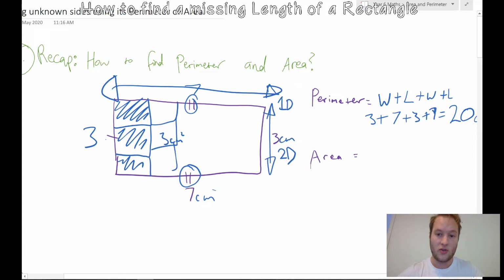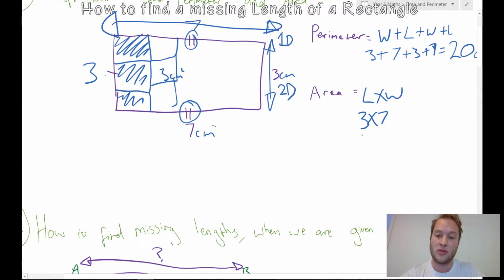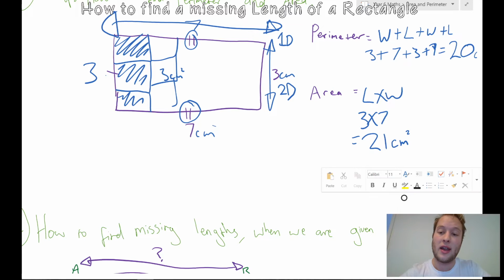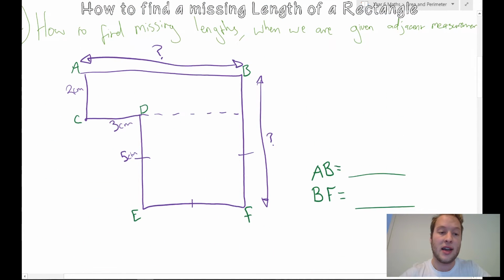So to solve area, it's all about length times width. We times them together. So we had 3 times 7, which equals 21. And because it's area, I need to write centimeters and then a little 2 to show it's now 2 dimensions, not 1 dimension. I'm looking at length and width, not just length. So that's what area and perimeter basically are.